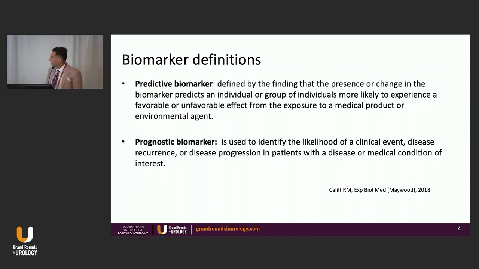A predictive biomarker is defined by the finding that the presence or change in the biomarker predicts that individuals or groups of people are more likely to experience favorable or unfavorable effects from the treatment or exposure. A prognostic biomarker is used to identify the likelihood of a clinical event, disease recurrence, or progression.